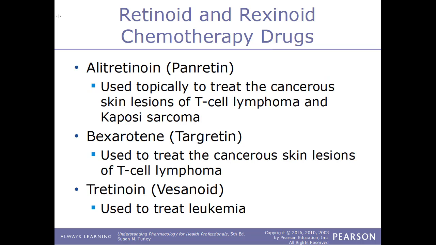Some examples of this kind of chemotherapy drug would include alitretinoin, known by its trade name Panretin. This is used topically to treat cancerous skin lesions of T-cell lymphoma and also of Kaposi sarcoma. Bexarotene, also known by its trade name Targretin, is used to treat the cancerous skin lesions of T-cell lymphomas. Tretinoin, also known by its trade name Vesanoid, is used to treat leukemia.